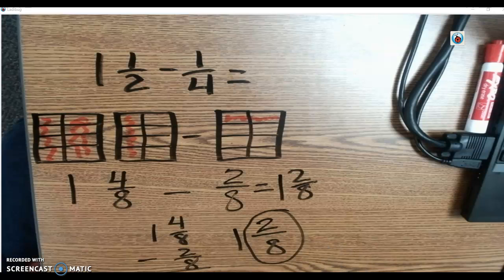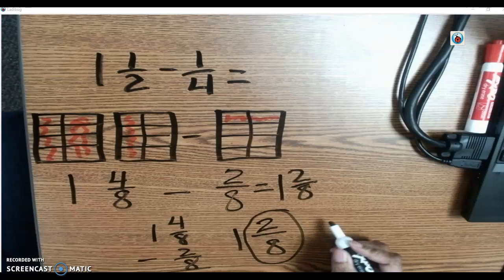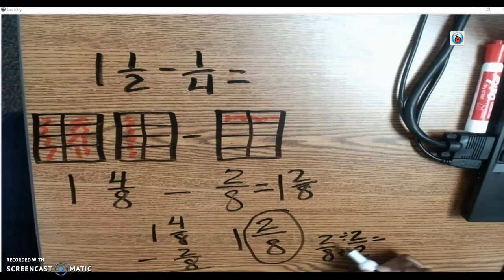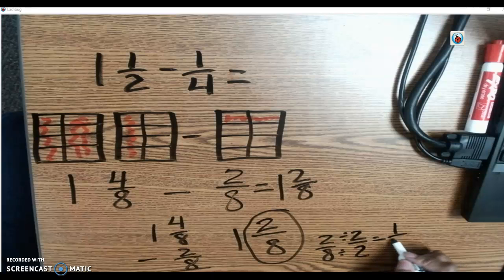We simplify, or find an equivalent fraction where the numbers are smaller, by dividing by a number that can be divided by both of them. I'm looking at both of them, and both of them can be divided by 2. So I'm going to take my little space over here and write 2/8. If I divide the top by 2, I have to divide the bottom by 2. 2 divided by 2 is 1. 8 divided by 2 is 4.